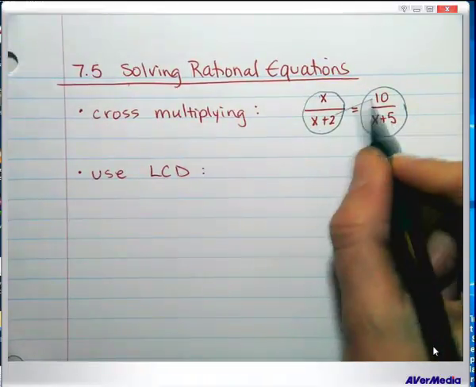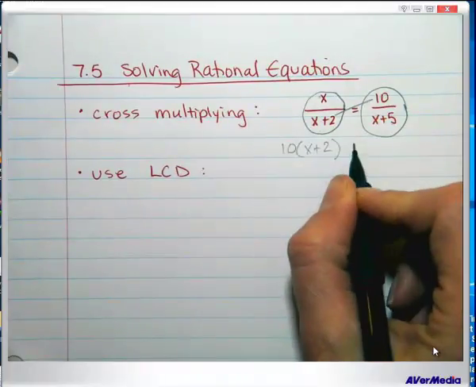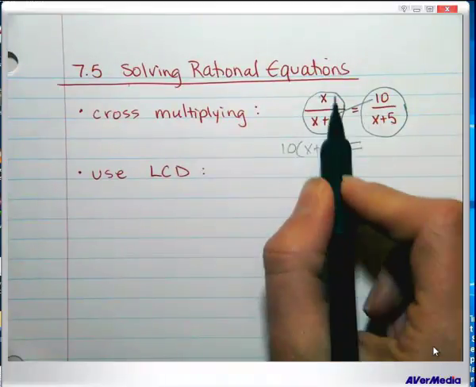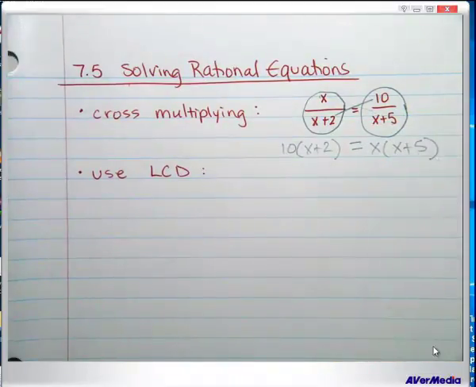Good. You would multiply 10 times the x plus 2, and then you would make that equal to, and you would multiply the x times the x plus 5. Now, doesn't that look a lot like the equation we just solved in the warm-up, right? So from there, it's pretty simple to go ahead and solve, depending on the problem.